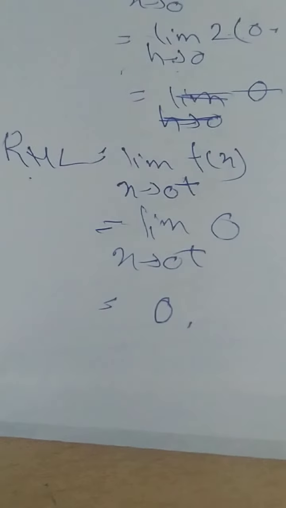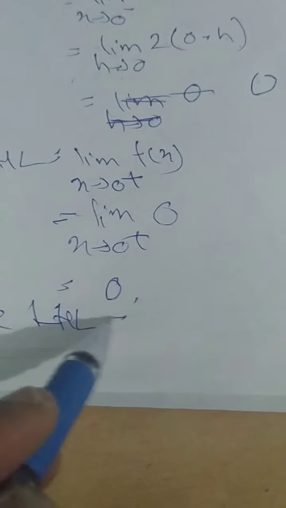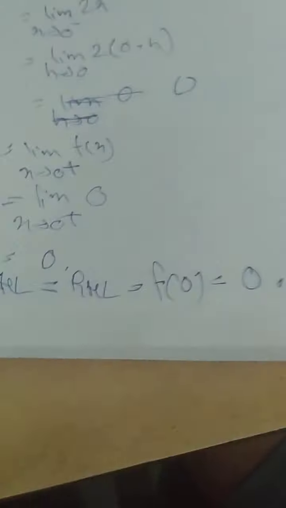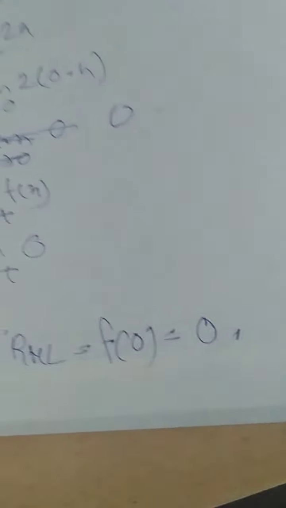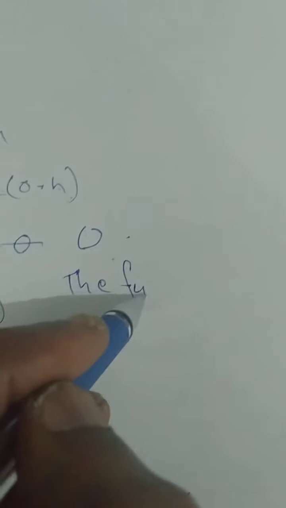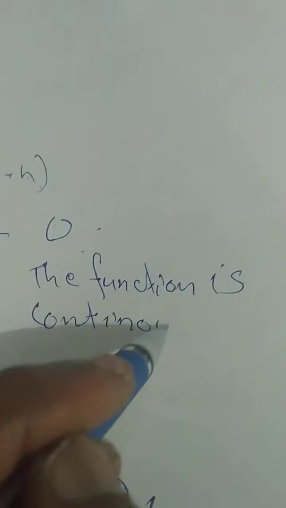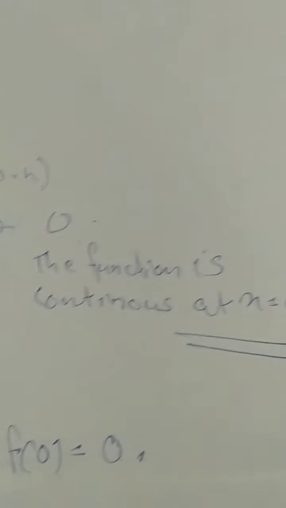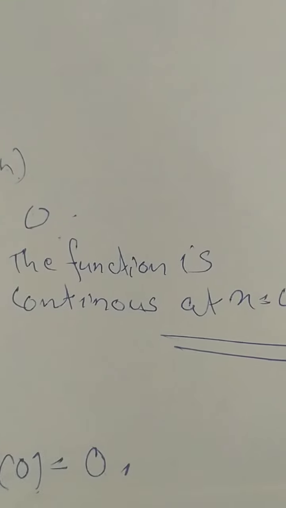So here what we conclude is, since LHL is equal to RHL is equal to the value of the function at x equals 0, which is 0, hence we say the function is continuous at x equals 0. The function happens to be a continuous function at x equals 0.